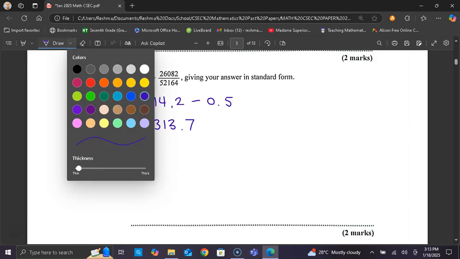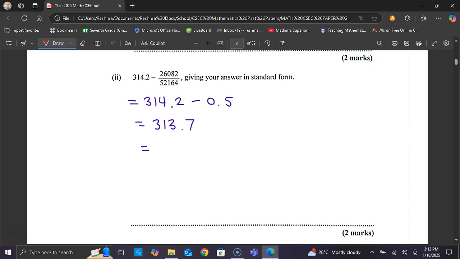So I'm going to change colors here. So my decimal point, I have to move it to the left 2 places, so that I get a number, which is 3, that is between 1 and 10. So it's 3.137 multiplied by 10, and of course my index is the number of decimal places that I moved. So 3.137 by 10 to the power of 2.